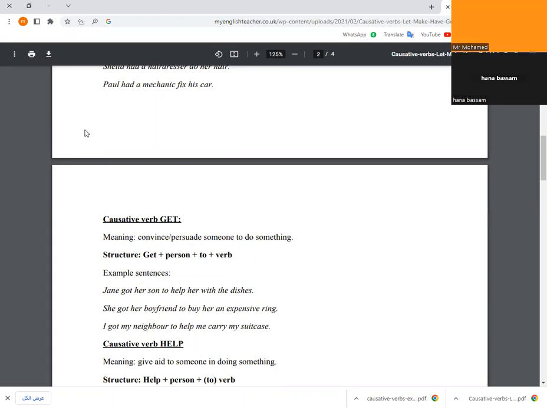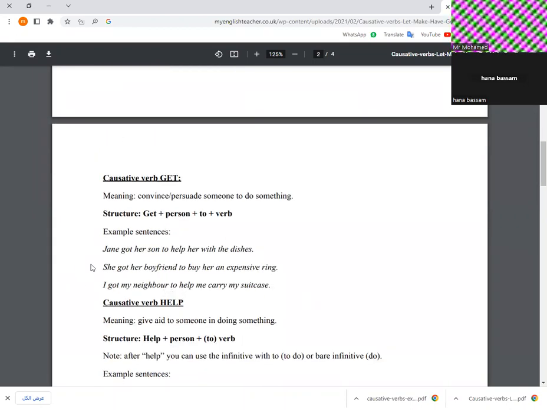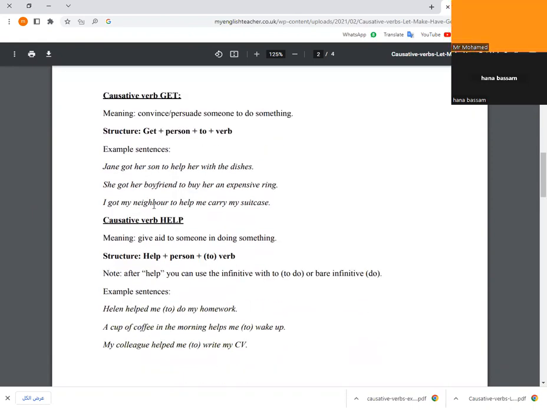Okay. Another example here, when I say she got, the past of get is got. For example, she got her fiance to buy her an expensive ring, or I got my neighbor to help me carry my suitcase. So I got my neighbor to help me carry my suitcase. It means I persuaded him to help me carry my suitcase. Okay?